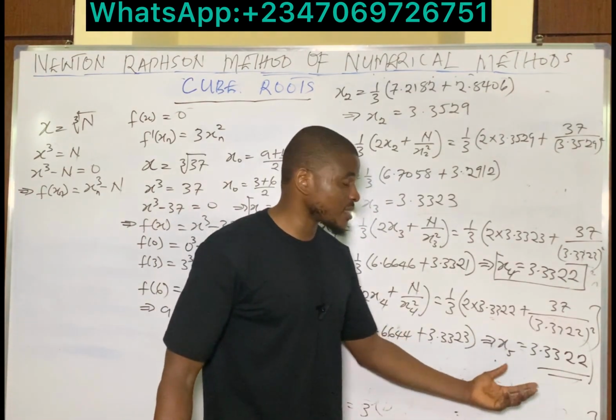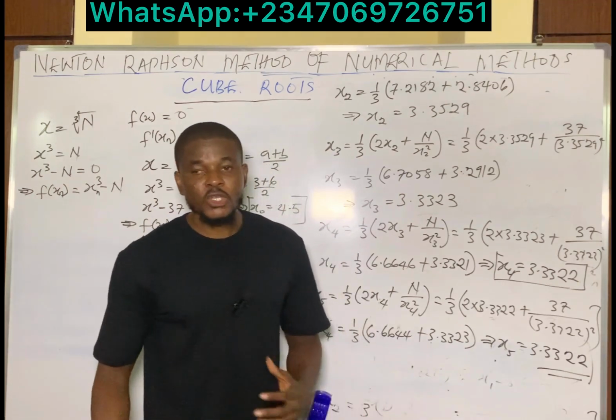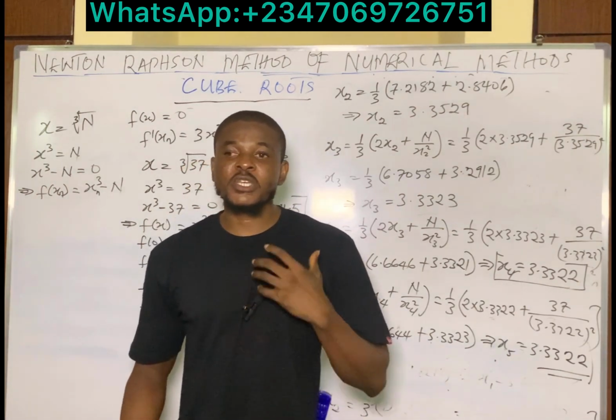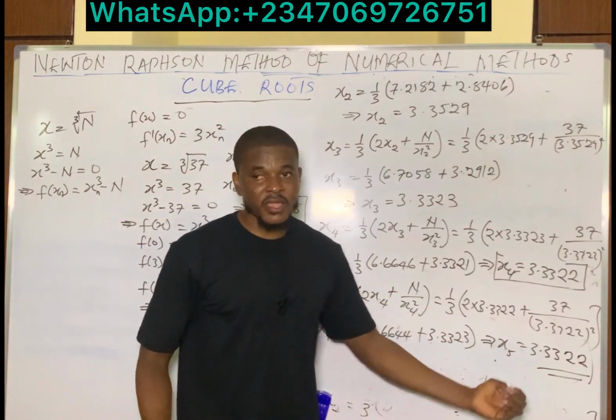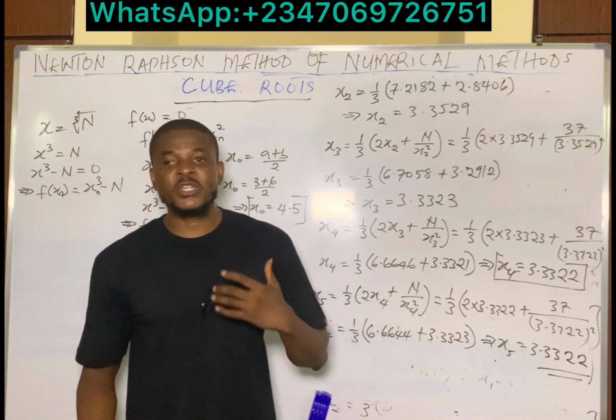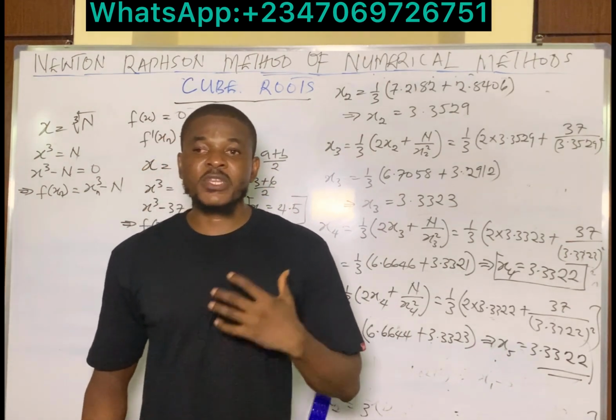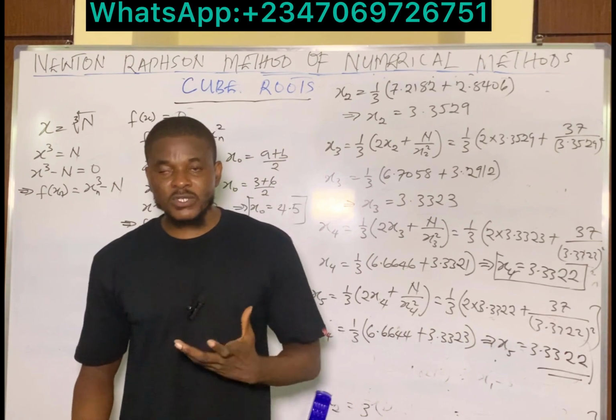and the answer is simply 3.3322. So if you go to your calculator and punch the cube root of 37, I can assure you that you're going to have 3.3322. But this is how to employ the Newton Raphson method to solve for the cube root of a given number.